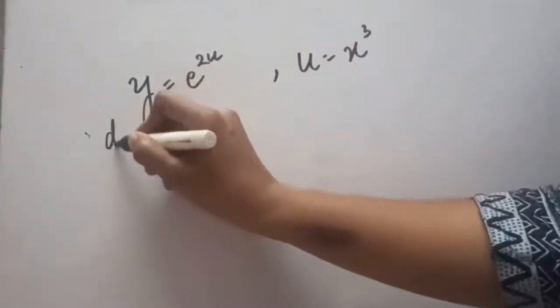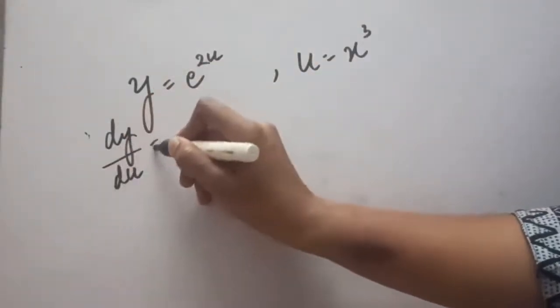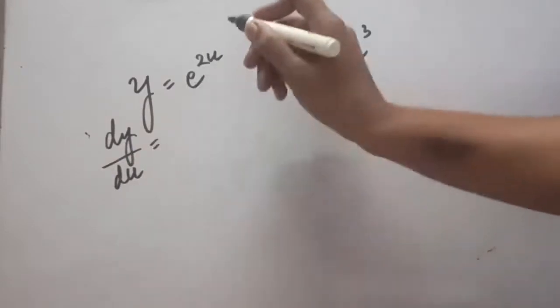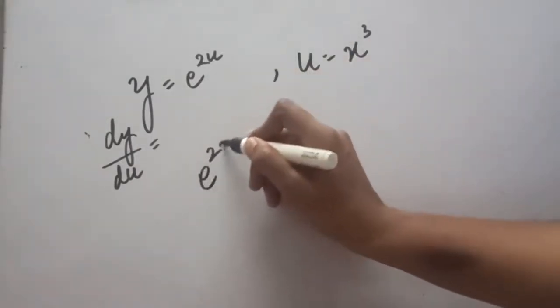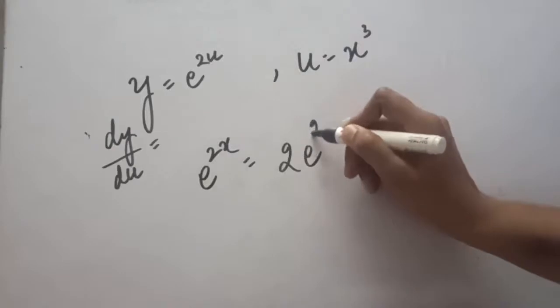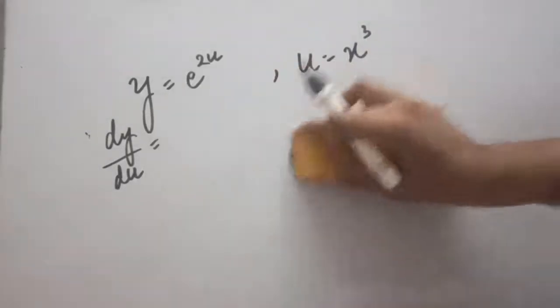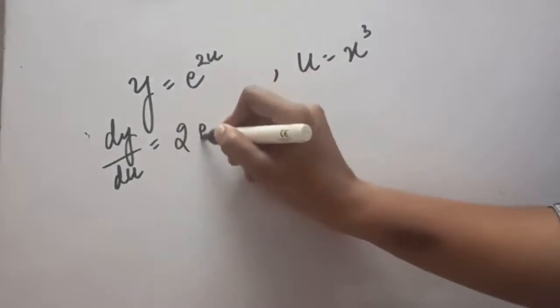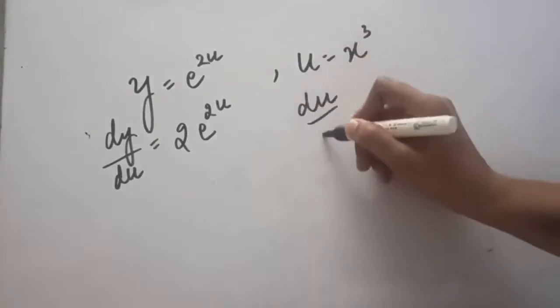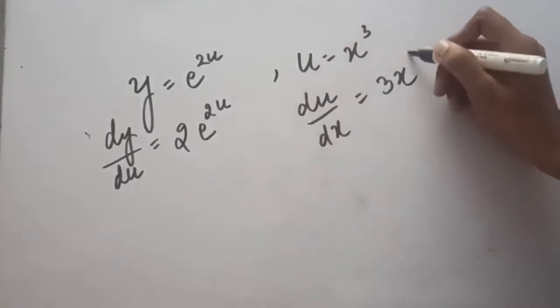This is another example of the chain rule. So here also y has been given, u has been given. If we calculate dy upon du from here, we know that the derivative of e raised to power x is always equal to itself, and the derivative of e raised to power 2x, we have seen that it is 2e to the 2x. So same is the case with this also. If we calculate the derivative of e raised to power 2u, it will be 2e to the 2u, and du upon dx will be 3x square.